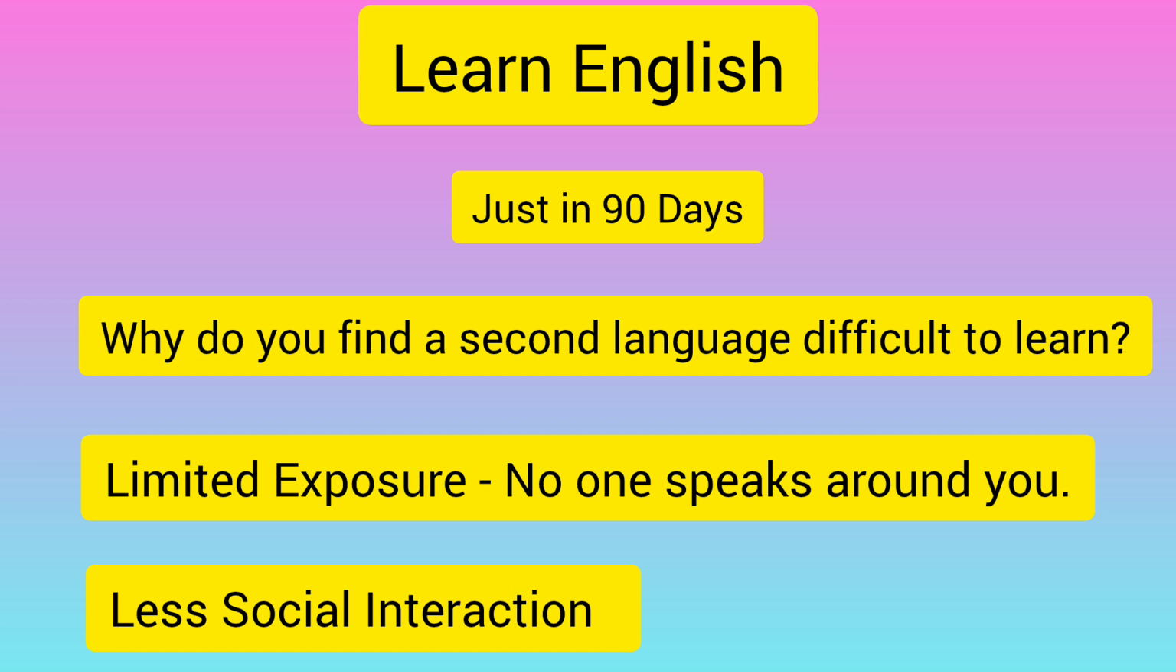Second point is social interaction. The same thing, we are just communicating in our society in our native language, in our real life situations. That's why we are so perfect in our native language, that is Hindi. But we are not getting the same environment, not real life situations, not anyone in our society with whom we can communicate in English. That's why we are not able to speak English properly, and that's why it's our second language.